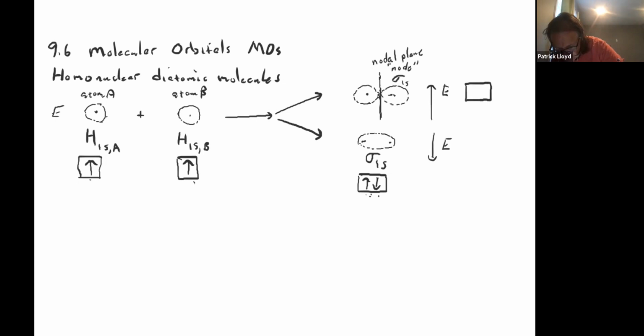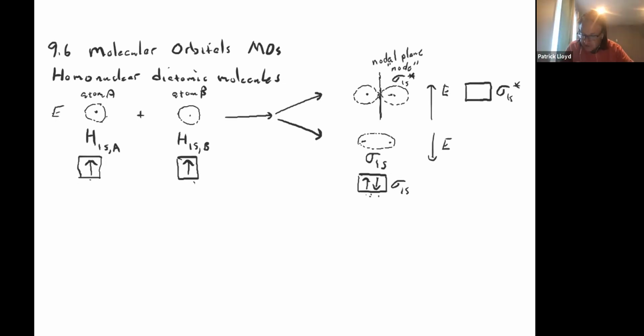And this one we're going to call sigma 1s. And just to say that it's higher in energy, we're going to call it star. So this is sigma 1s star. Higher in energy. This one is sigma 1s. Lower in energy. So the one that's lower in energy is 1s. The one that's higher in energy is 1s star.